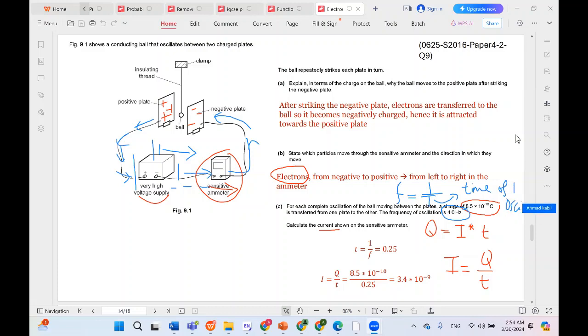So in order to get the time of one oscillation, we can simply divide by the frequency. So time equals 1 over frequency. This gets us what we want. So 1 divided by 4 gives us 0.25. And now we have the time, so we can just plug it into the equation. So T is 0.25 and Q is 8.5 times 10 power negative 10. And we divide them to get the final answer, which is 3.4 times 10 to the power of negative 9.